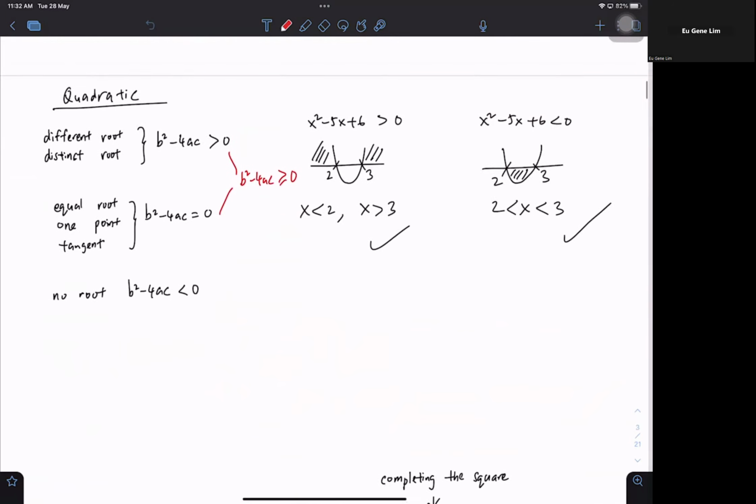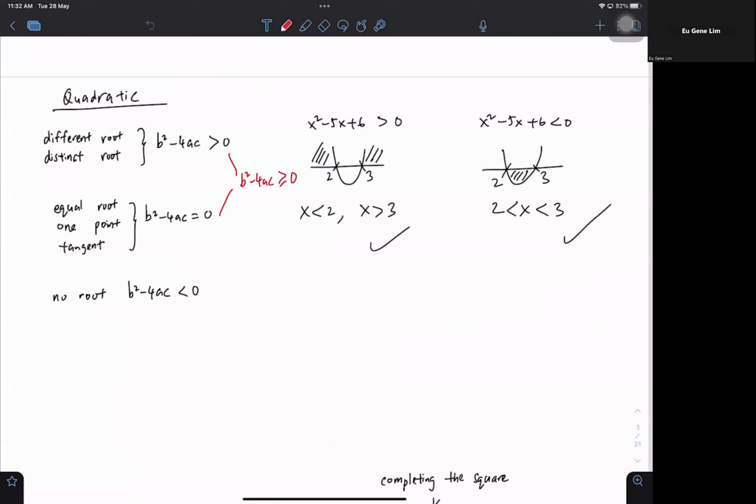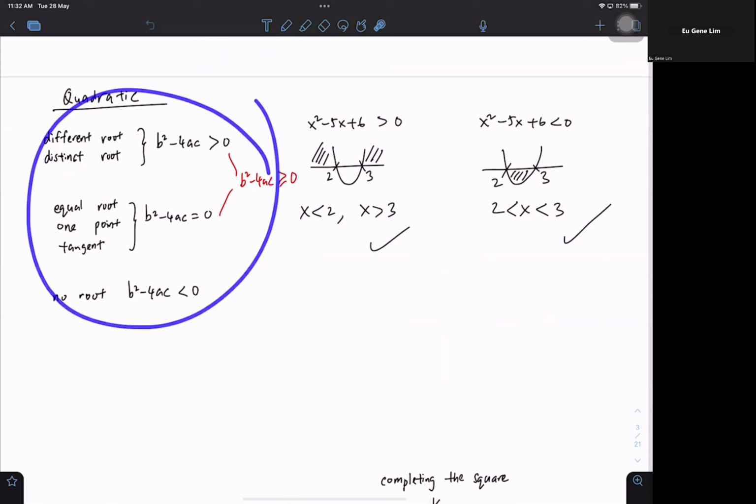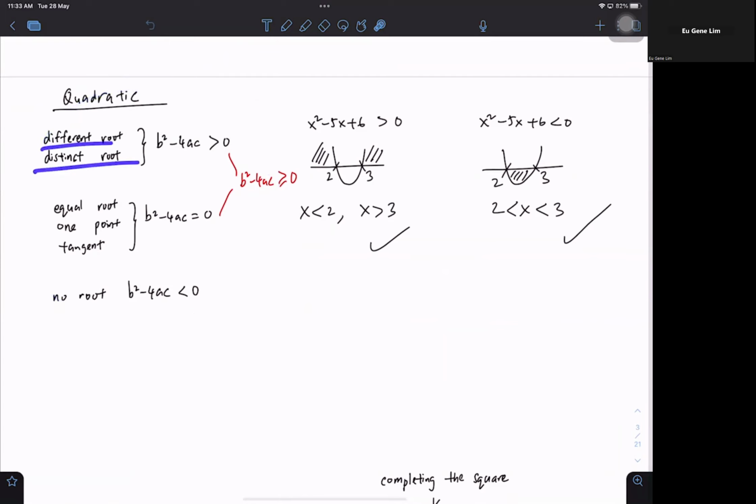Okay, now the first thing we learn is quadratic. Let's go to quadratic, chapter 2. This one is the easiest topic in chapter 2. You just have to remember the keywords and the formula.